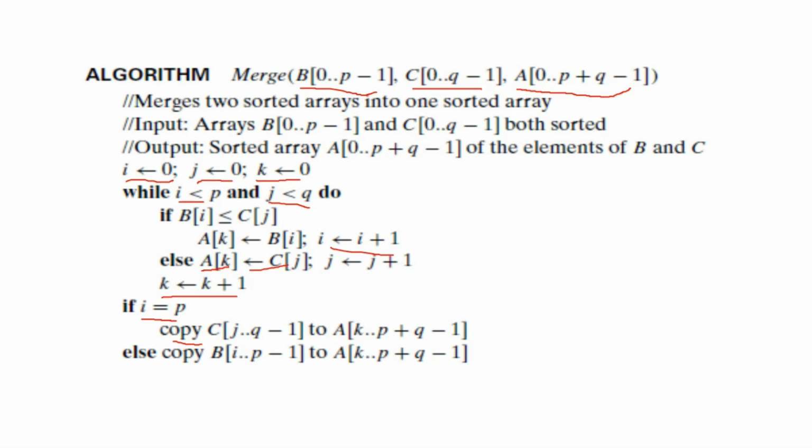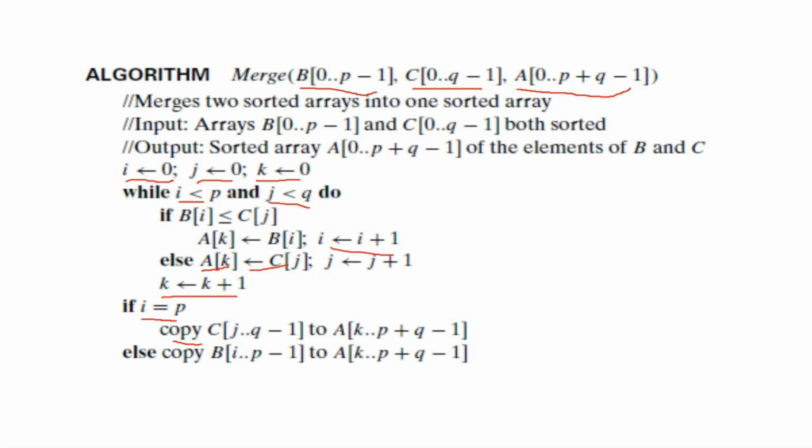Once you have copied, you need to point to the next element in the array B. So we are incrementing I is equal to I plus 1. If B of I was larger than C of j, that means the C of j element is smaller. So that needs to be copied into the resulting array A.